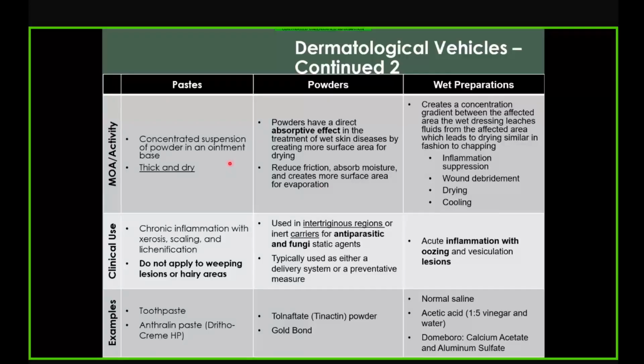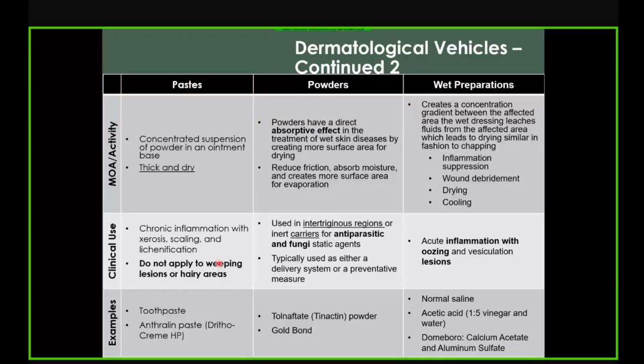Looking at your pastes, powders, wet preparations. These are all things that aren't used as much, but they are important because we do have some situations, especially when we have chronic skin diseases, where we will use things like this. So your paste, thick and dry, the more contact that it has with air, the harder that it gets. So I think about toothpaste. Again, chronic inflammation, don't apply it to those weeping lesions or the hairy areas because, again, think about toothpaste.